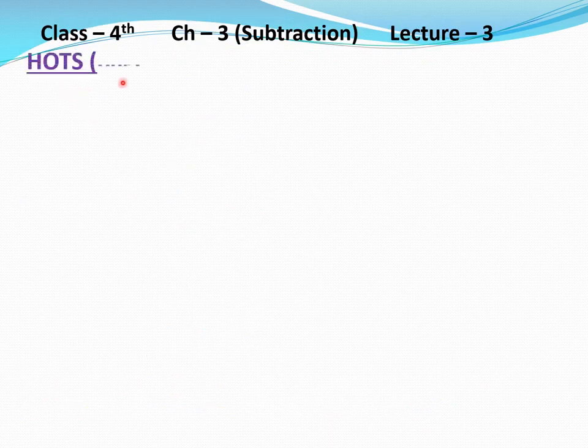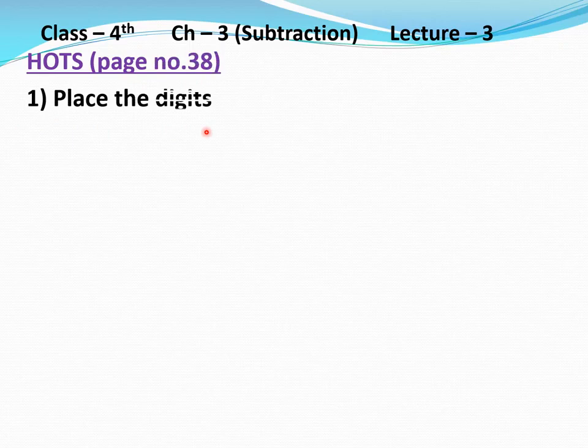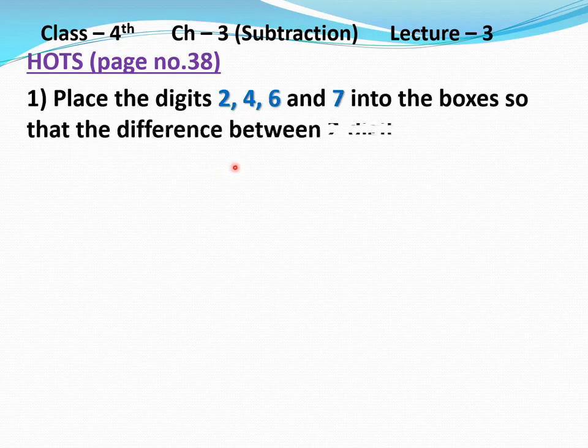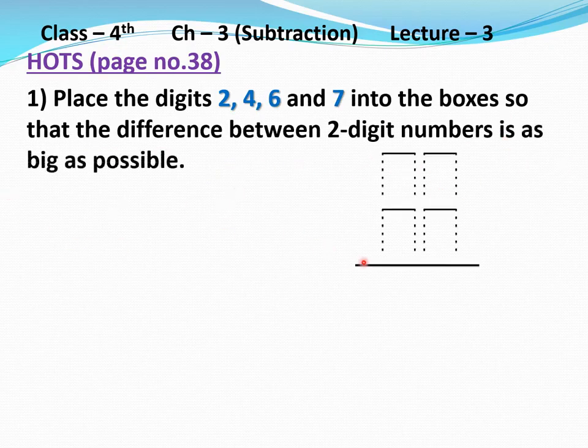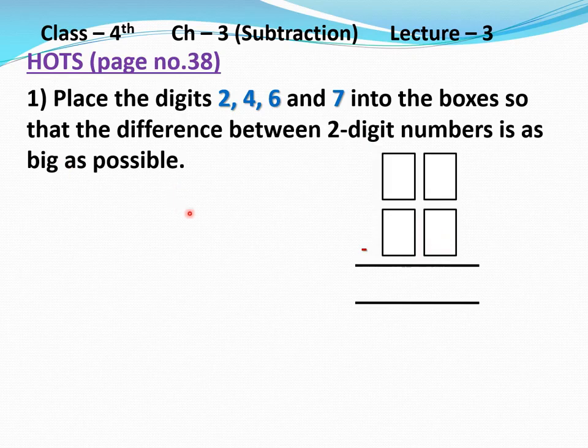Now, fourth question given on page number 38. Question 1. Place the digits 2, 4, 6 and 7 into the boxes so that the difference between two digit numbers is as big as possible. In this we have to fill these boxes so that the difference between two digit numbers is as big as possible. So first of all we will write greatest two digit number formed from these given digits and smallest two digit number formed from these given digits.